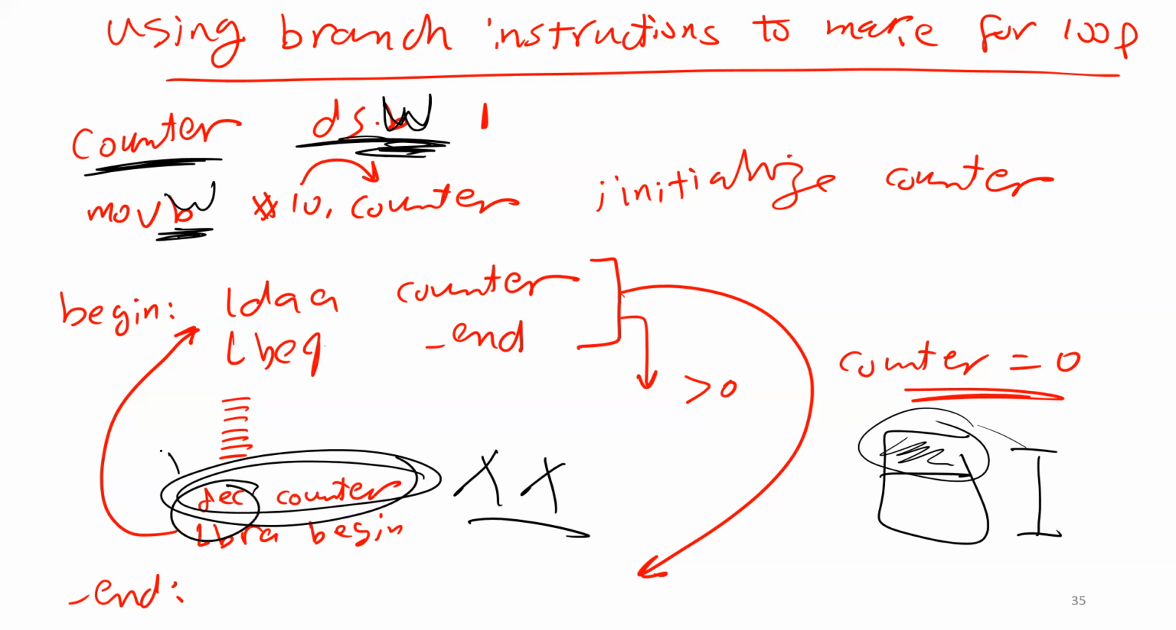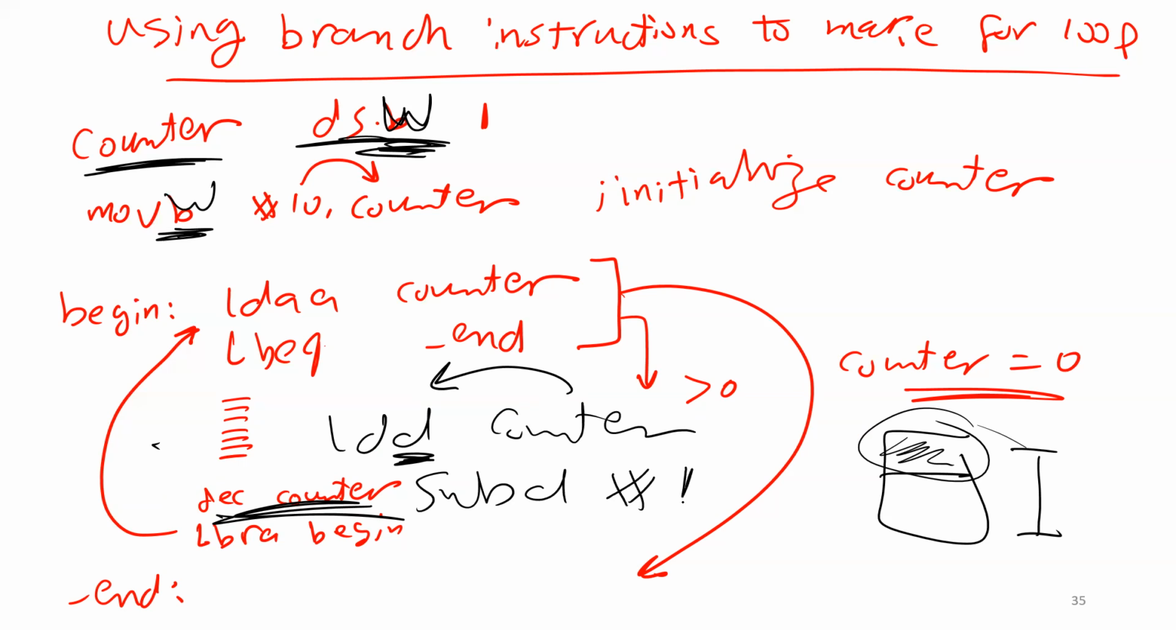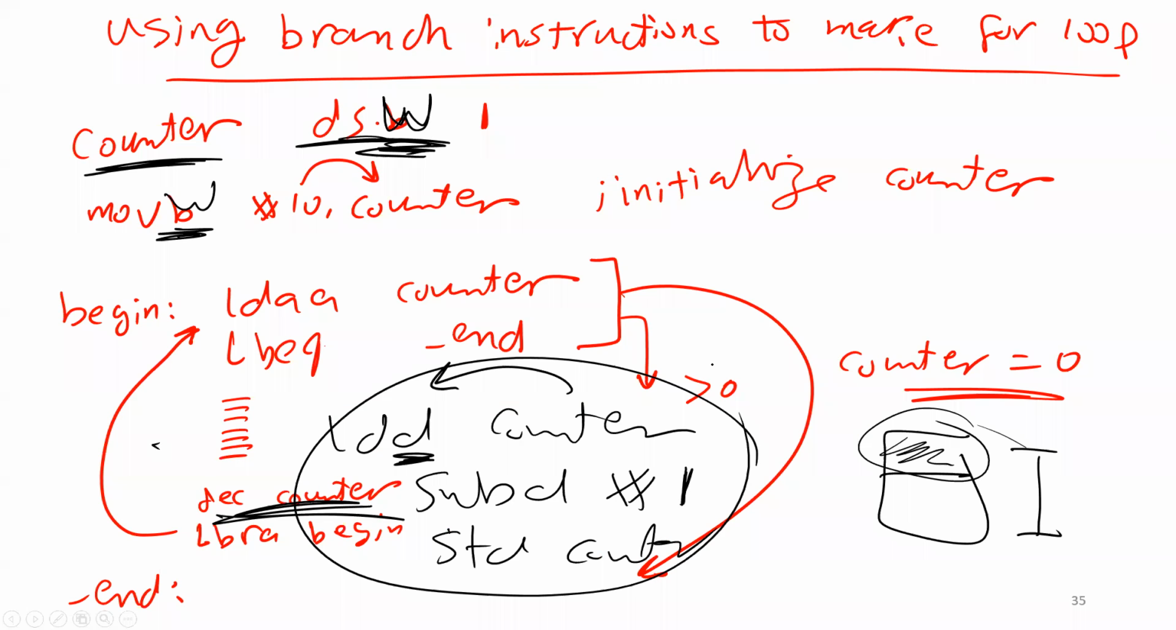This decrement or increment is going to be for a byte. So if you want to decrement a word, one way to do it is, for example, load register D with the counter, then subtract number 1 from D, and then store D back to the counter. This is the way you can do it, because it's a word. Same thing for increment.